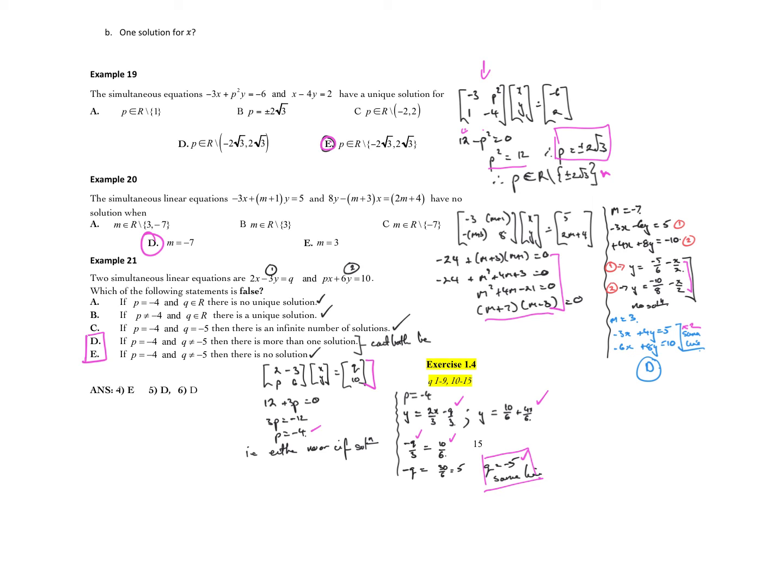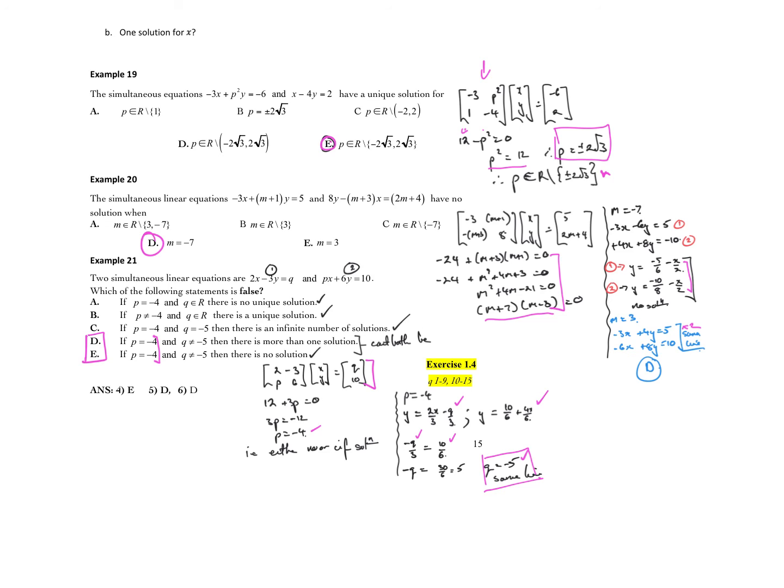So what does that mean? Otherwise, if q doesn't equal -5, I'll have parallel lines, so I'll have no solution. So if P is equal to -4, it's either infinite or none. And if Q doesn't equal -5, I get parallel lines, so I have none. So that's E.